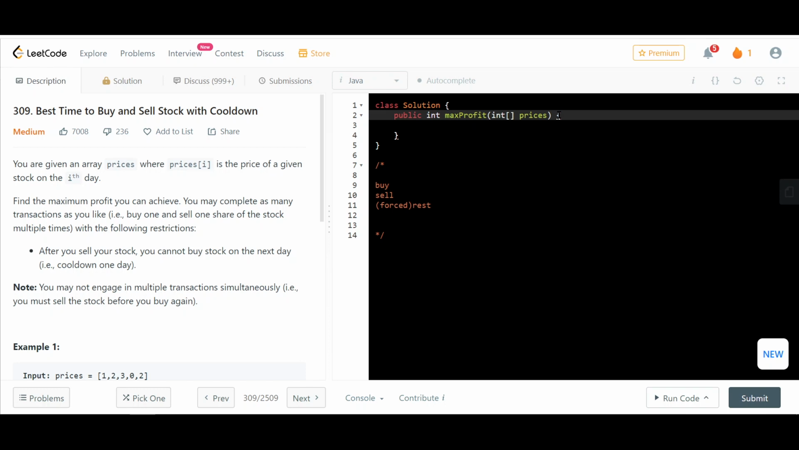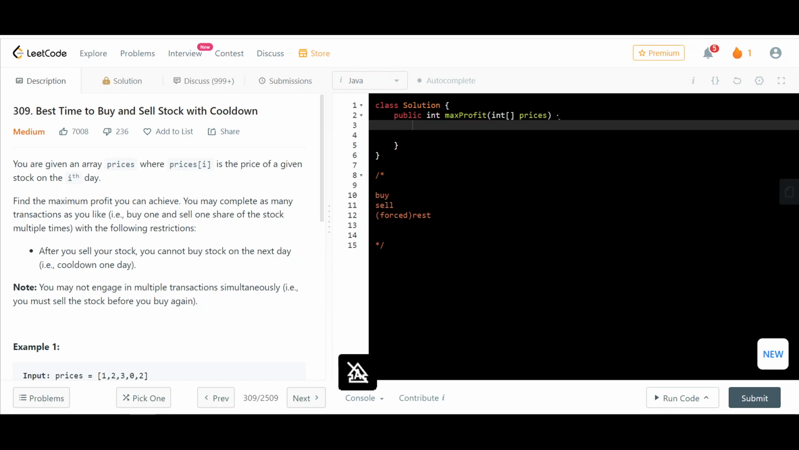Again, let's maintain, like in the previous problem where we maintained buy and sell, buy, sell, and rest. So for buy, we were giving it the smallest value possible because on the first day it will be minus price, and minus price is negative. And you want to do Math.max, so that's why you want to keep it even larger negative.